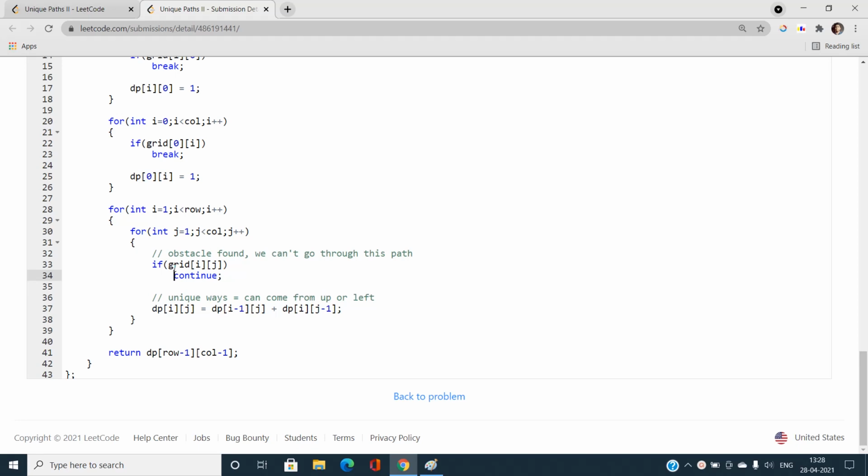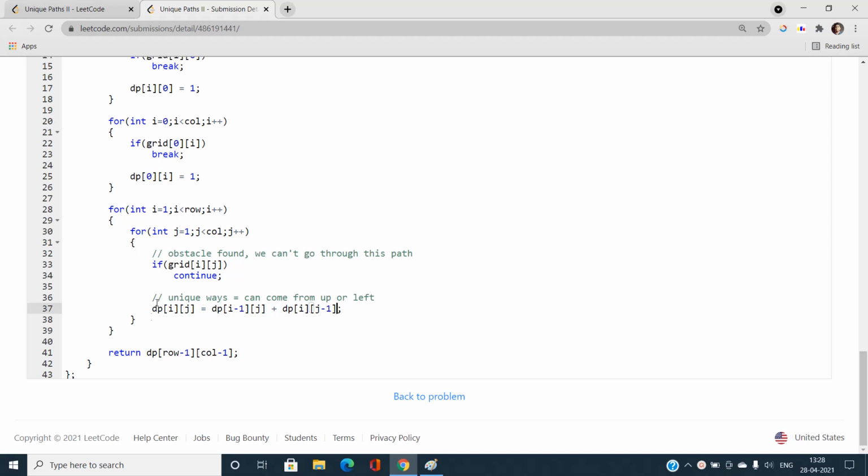Okay, so let's talk about the other cells which are not an obstacle, that is, obstacle free cells. What are the unique ways that we can come to this cell? Either we come from the up cell, because if I use the down operation from the up cell, I come to my current cell, or we come from the left cell. So unique ways equals coming from the up cell plus coming from the left cell. I am going to sum up these values for all the obstacle free cells.